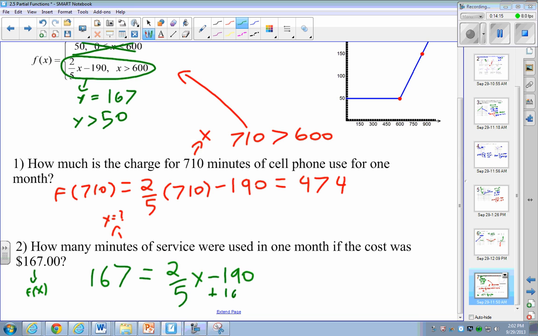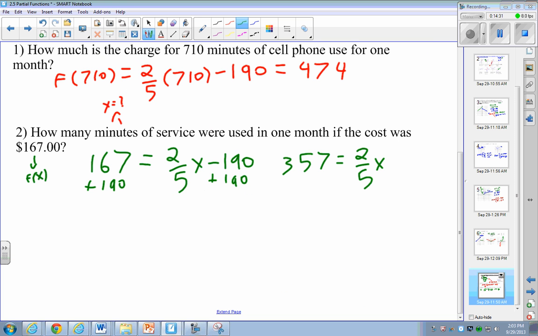Start off by adding 190. Okay, we just multiply by the reciprocal. So that's our answer.